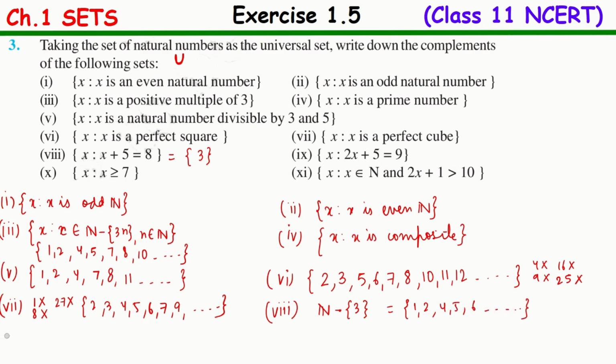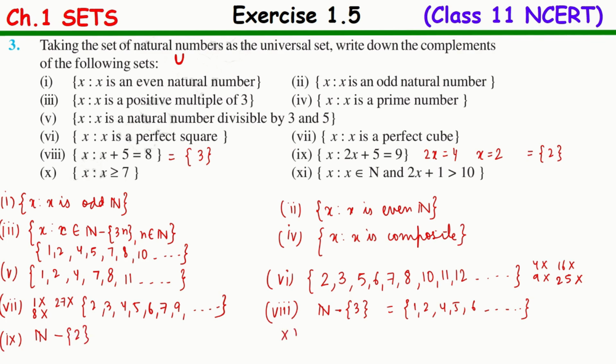9th part says that we have to construct this. Let us see what this set is first. This is 2x equals 4, then x value is 2. So this is the set which contains only one element, which is 2. So the complement of 2 will be all the natural numbers except 2.